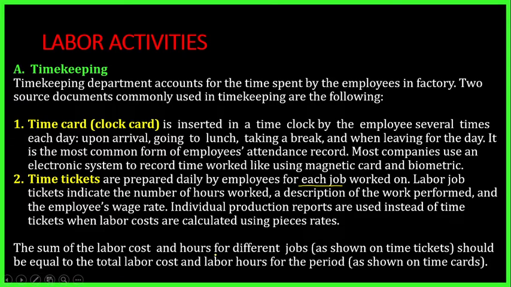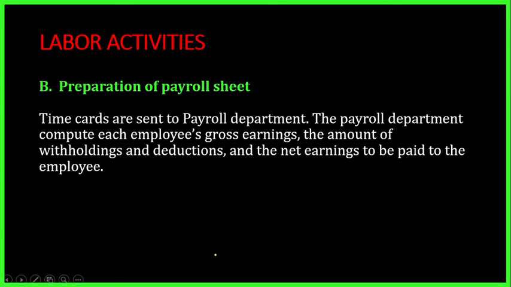So, we have here the sum of the labor cost and hours for different jobs, as shown in the time tickets, should be equal to the total labor cost and labor hours for the period, as shown in the time card. Okay, so there you go.